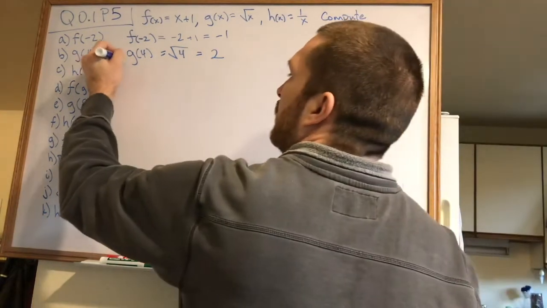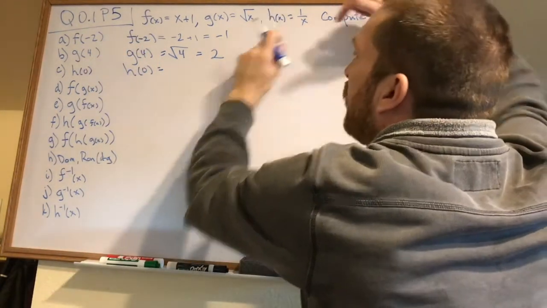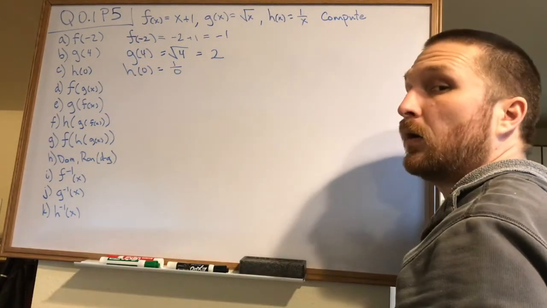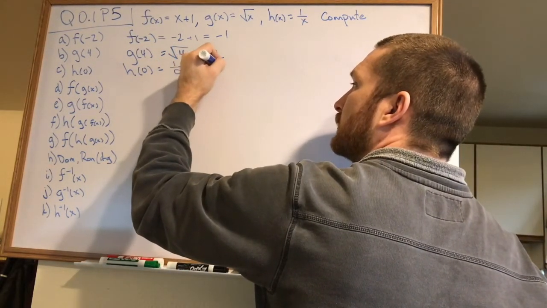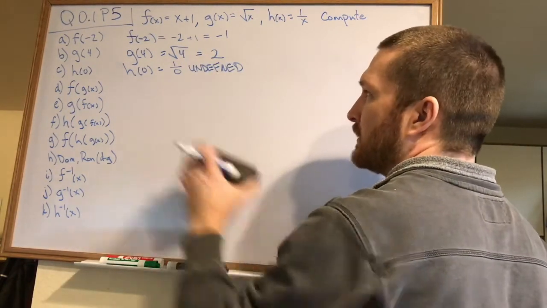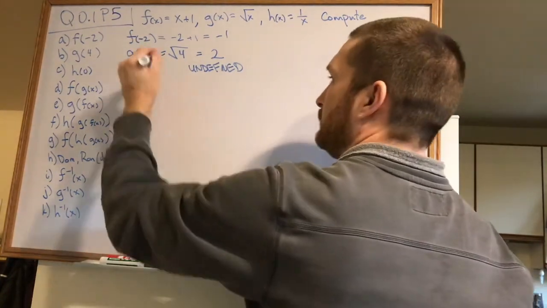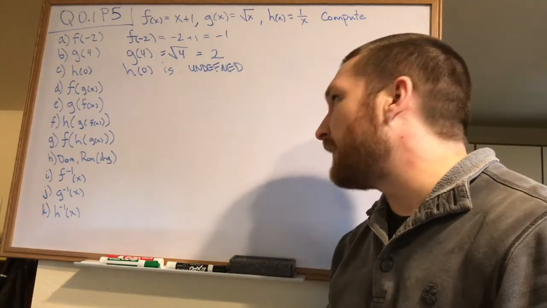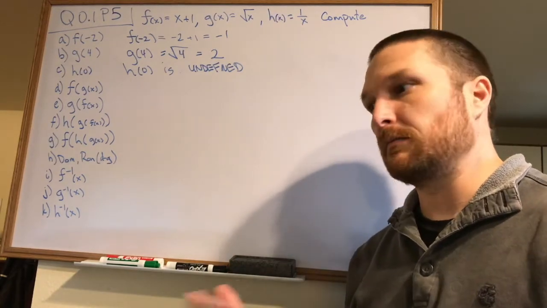Okay, h of 0. Let's see, let's plug it in. h says take 1 over whatever the input is, so I go 1 over 0, that's undefined. So the answer I'm looking for on this one is h of 0 is undefined. Okay, we've talked about that. We know why it's undefined, right? Division by 0 doesn't make sense.